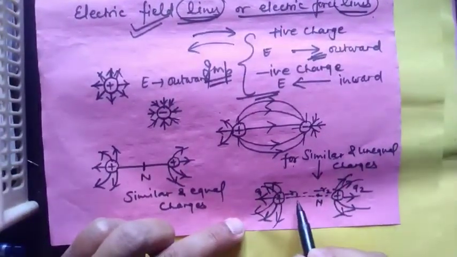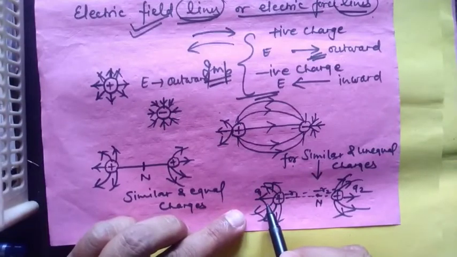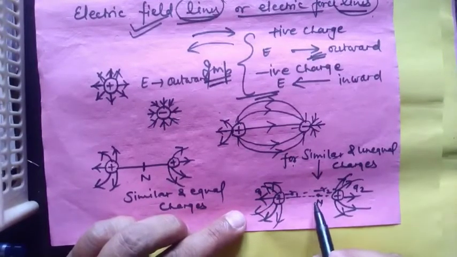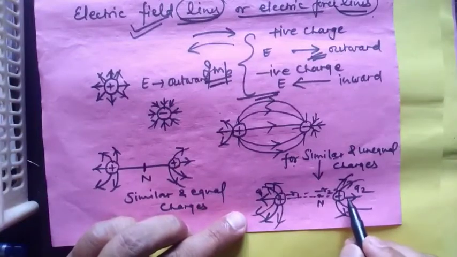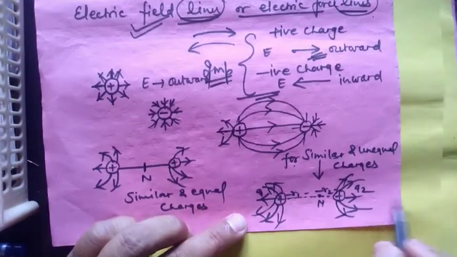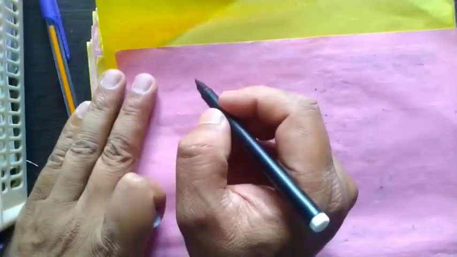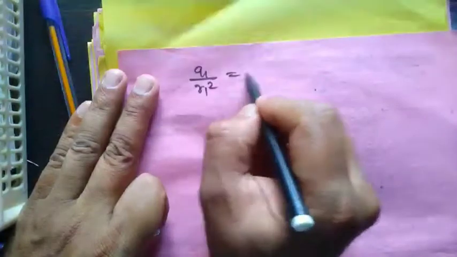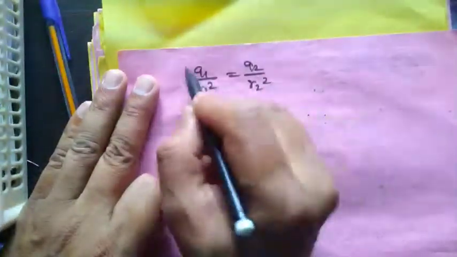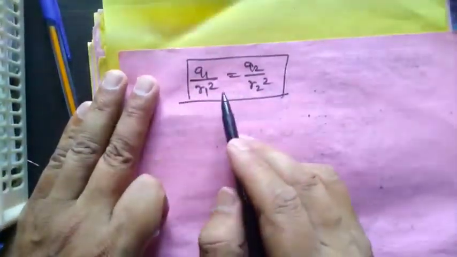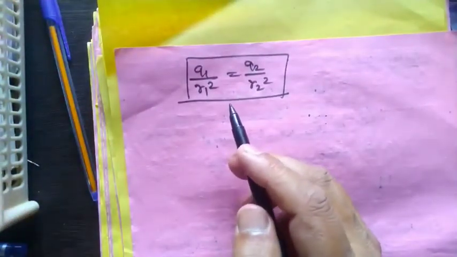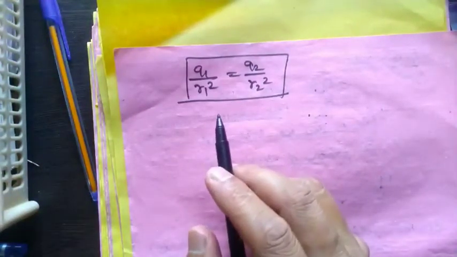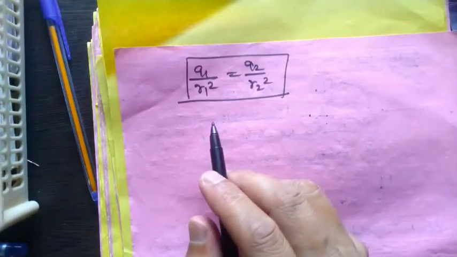If R1 is the distance of charge Q1 from the neutral point and R2 is the distance of charge Q2 from the neutral point, then we easily find the relation between the first positive charge and the second positive charge: Q1 upon R1 square is equal to Q2 upon R2 square. On the basis of this formula, we can easily solve the upcoming numerical problems.